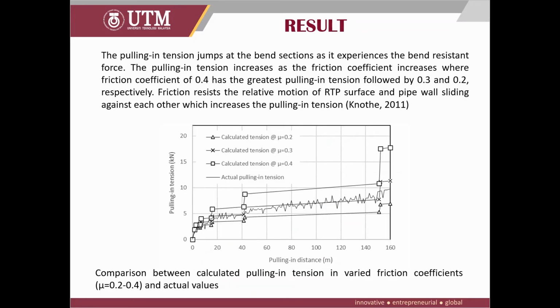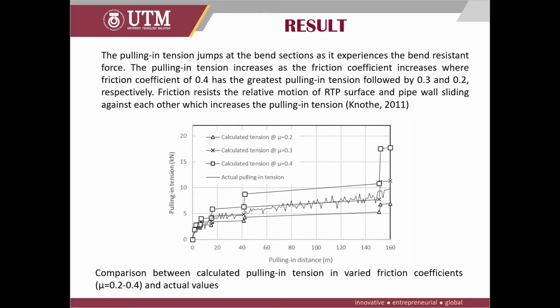For the result, the pulling tension jumps at the bend section as it experiences the bend resistance force. The pulling tension increases as the friction coefficient increases, where the friction coefficient of 0.4 has the greatest pulling tension, followed by 0.3 and 0.2 respectively. Friction resists the relative motion of the RTP surface and pipe wall sliding against each other, which increases the pulling tension.